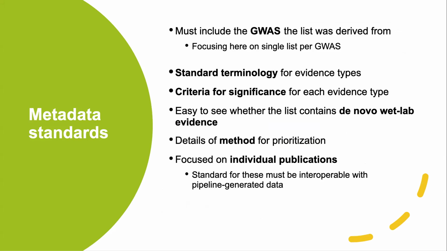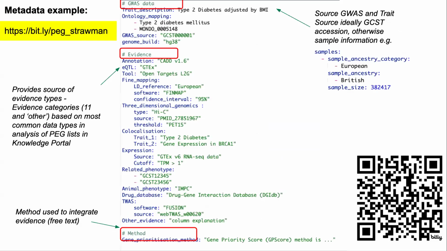Again, these are just the things we suggested could be in the metadata file. It's a little bit easier to look at an example. It would have three sections. One to describe the GWAS data, the source, ideally using an accession, and a trait, ideally mapped to an ontology term. And then for the evidence section, we suggested 11 different categories and other, based on an analysis of the most common data types in the lists that are in the knowledge portal. These are the categories you see here. And then a free text section to describe the method that's used to integrate the lists, integrate the evidence streams. So that is an example of the metadata straw man.